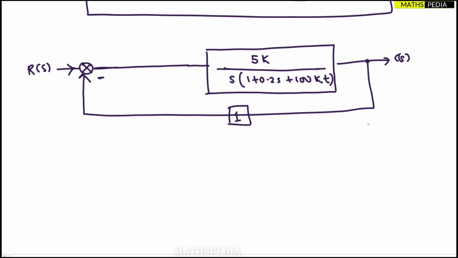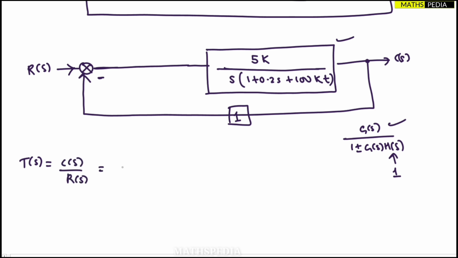Now again you have to apply the same concept. Here also a loop came, that means G of s by 1 plus or minus G of s into H of s you have to apply. What is H of s here? H of s is 1. What is G of s? This entire block. Again I'll apply. So this will be the final thing. That means this you will get as C of s by R of s. So C of s by R of s is nothing but these two we have to solve. That is nothing but G of s.